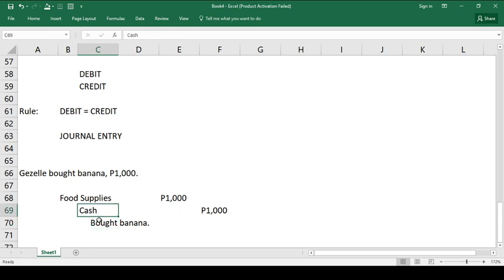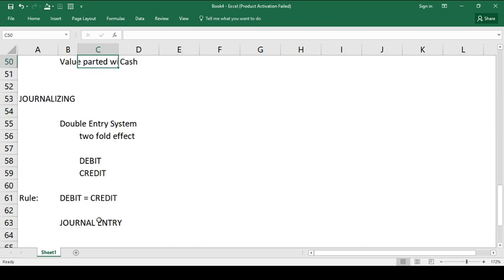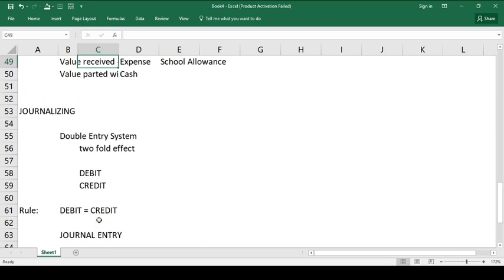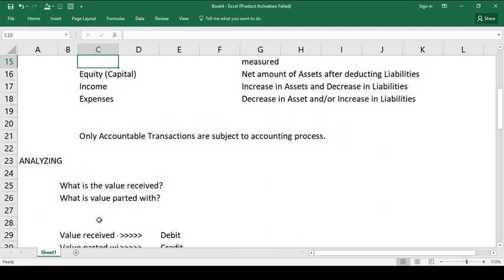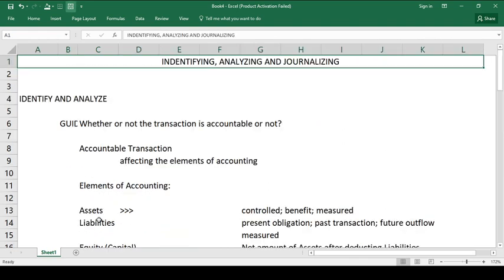So, those are the topics that we need to learn for today. The analyzing, the identifying, and journalizing transactions. So, that's it for today. And I will give you activity, okay, so that you can experience how to identify, analyze, and journalize transactions. Okay? Thank you and God bless.